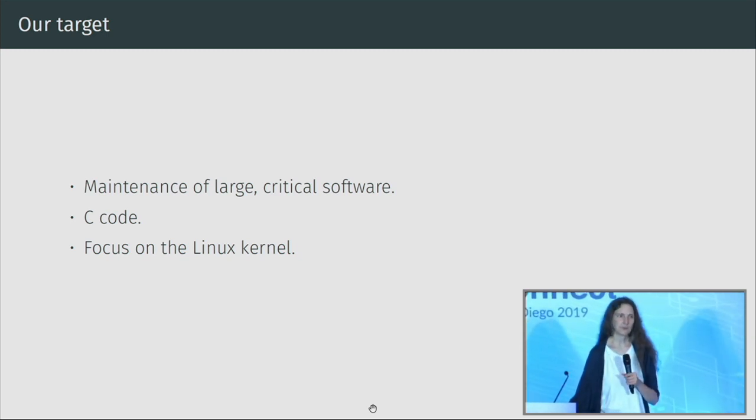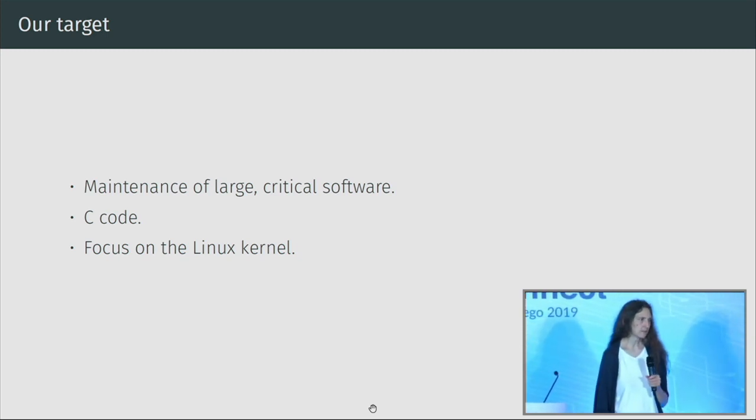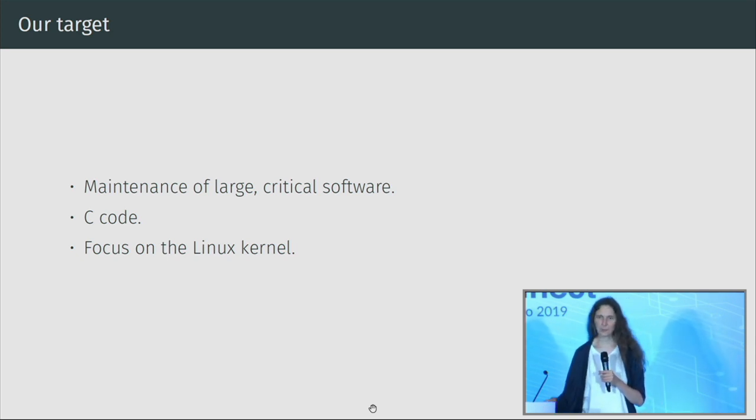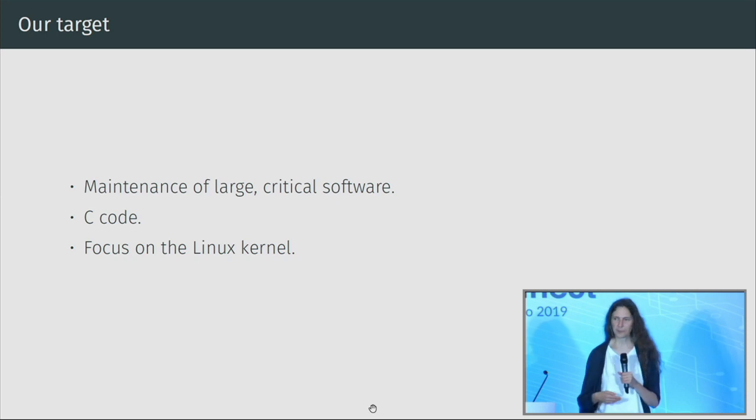So as I said, our interest is the maintenance of large and critical software, code that's written in C. And we have mostly focused on the Linux kernel, but Coccinelle is used for other C code. We don't really know exactly what. Actually, it's interesting when you make an open source project, you only find out what people are doing with it when they complain.